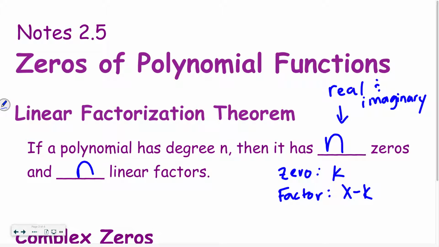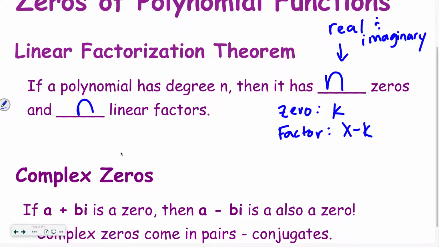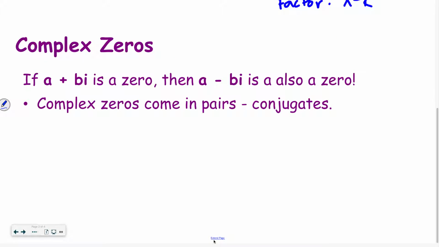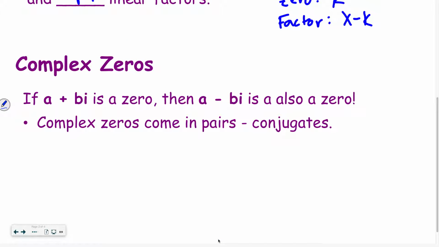Now, some of those factors, think back to the blue exploration, we had that letter C where we had 1 plus or minus the square root of 3. So sometimes your linear factors have irrational numbers, and sometimes, now we know, your linear factors might have complex or imaginary numbers in them. So here is another quick fact that you should know going forward.